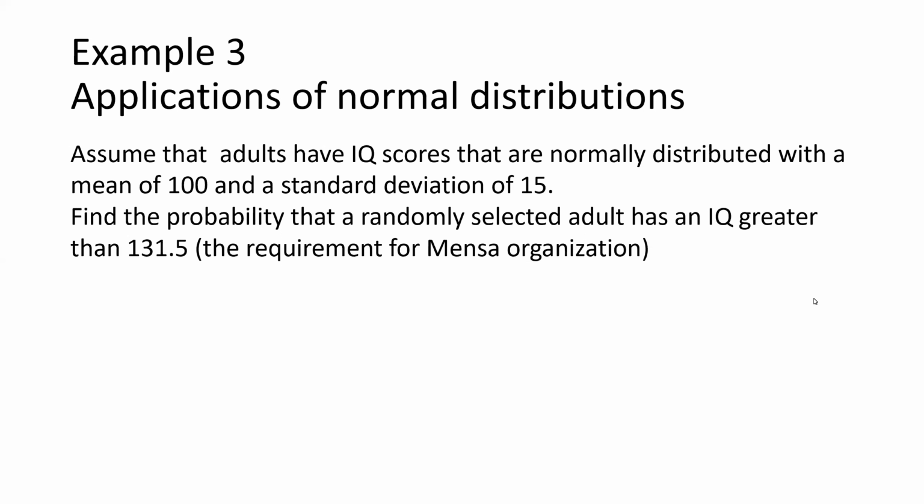Now let's take on some examples, applications of normal distributions. So here we have a problem that reads, assume that adults have IQ scores that are randomly distributed with a mean of 100 and a standard deviation of 15. Find the probability that a randomly selected adult has an IQ greater than 131.5, the requirement for the Mensa organization.